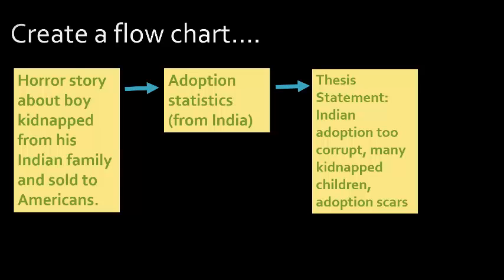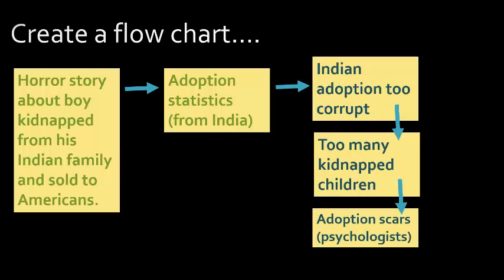So here we have an essay in which someone begins with a hook, a horror story about a boy kidnapped from his Indian family and sold to Americans. We lead into adoption statistics, and then we have a thesis statement about Indian adoption, which is too corrupt, with too many kidnapped children, and this person wants to talk about the adoption scars that psychologists identify. So let's break that into parts.